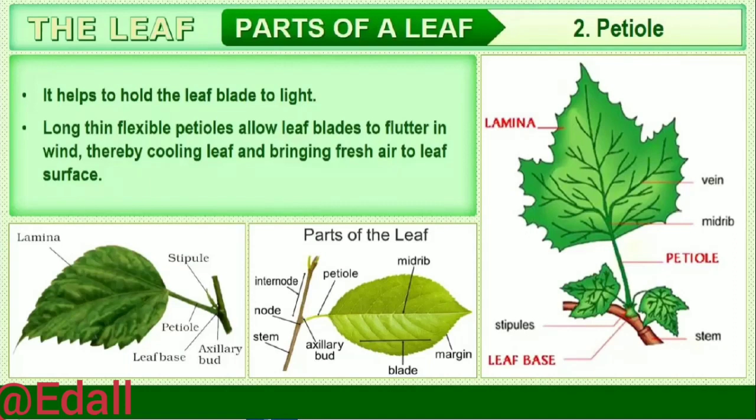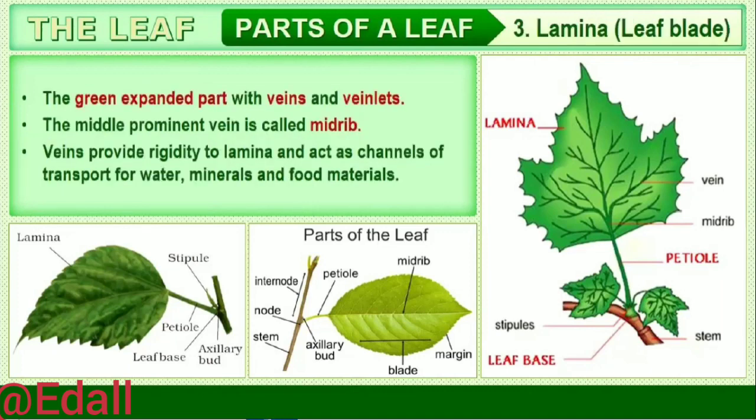Long thin flexible petioles allow leaf blades to flutter in wind, thereby cooling the leaf and bringing fresh air to leaf surface. The lamina or the leaf blade is the green expanded part of the leaf with veins and veinlets. There is, usually, a middle prominent vein, which is known as the midrib. Veins provide rigidity to the leaf blade and act as channels of transport for water, minerals and food materials. The shape, margin, apex, surface and extent of incision of lamina varies in different leaves.